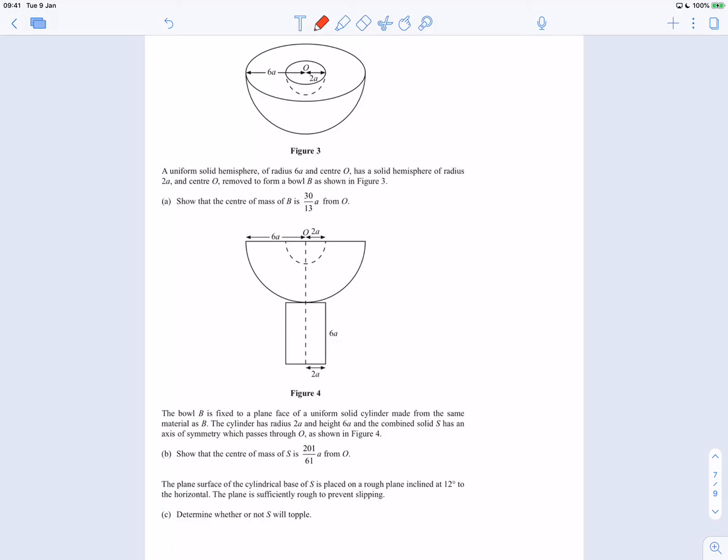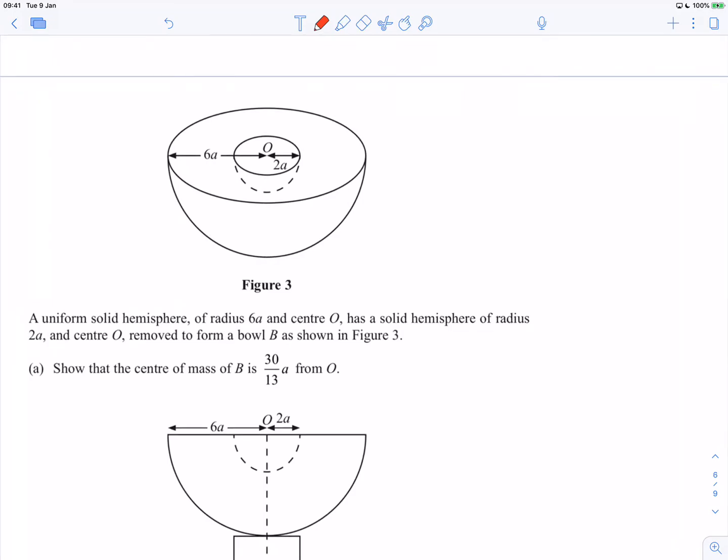Okay, a uniform solid hemisphere of radius 6a and centre O has a solid hemisphere of radius 2a and centre O removed to form bowl B as shown in figure 3. Show the centre of mass of B is 30 over 13a from O. Right. Okay, so first thing to note is that this has radial symmetry right through the middle of O popping out of the bottom. So that means the centre of mass is down here somewhere. You know, it's not pointing out at a funny angle over there. So we really need to find this distance here.